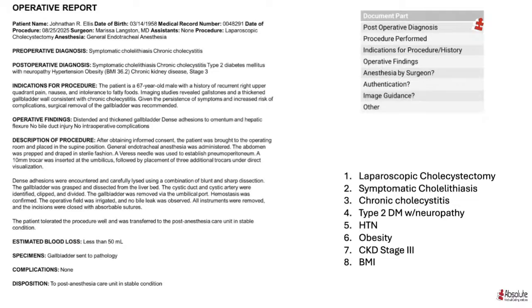The gallbladder was removed via the umbilical port. Hemostasis was confirmed, the operative field was irrigated, and no bile leak was observed. All instruments were removed, and the incisions were closed with absorbable sutures. The patient tolerated the procedure well and was transferred to the post anesthesia care unit in stable condition. Estimated blood loss less than 50 milliliters. Specimen: gallbladder was sent to pathology. Complications: none. Disposition to post anesthesia care in stable condition.